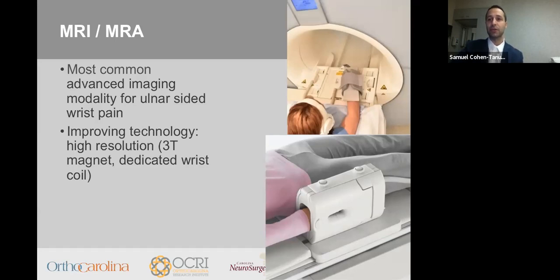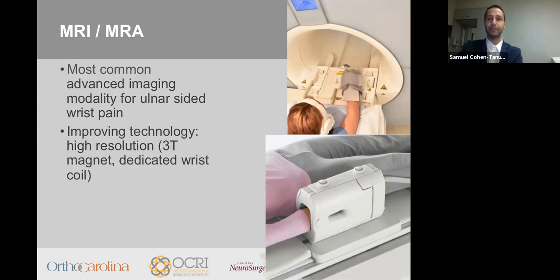The vast majority of patients with ulnar-sided wrist pain will get an MRI. In the top picture, the patient is in a 1.5 Tesla magnet MRI, which doesn't necessarily have a dedicated wrist coil, and the patient is in the Superman position, which places their wrist in pronation, which arguably is not ideal to be forced in that position. Newer MRIs with more powerful magnets and dedicated wrist coils allow for neutral patient wrist positioning, like in the image below.